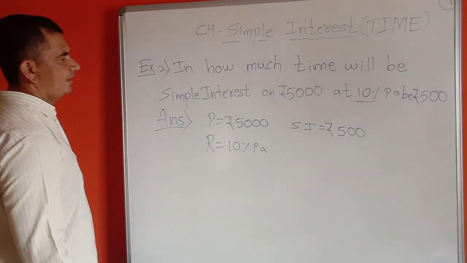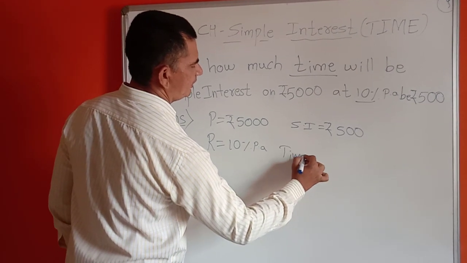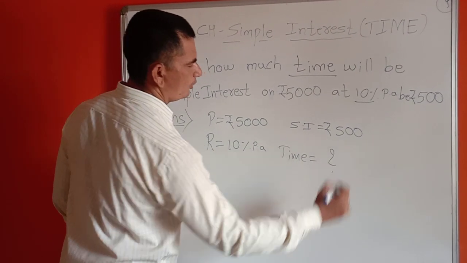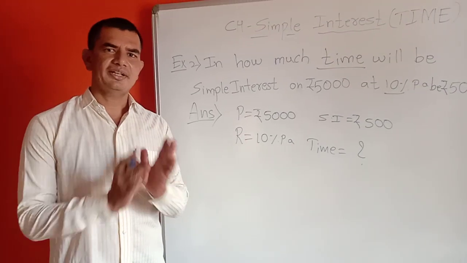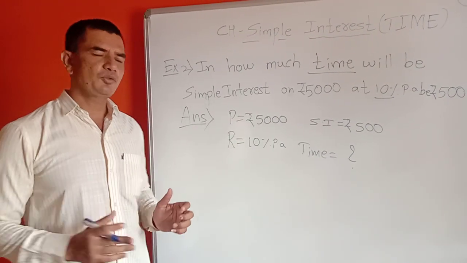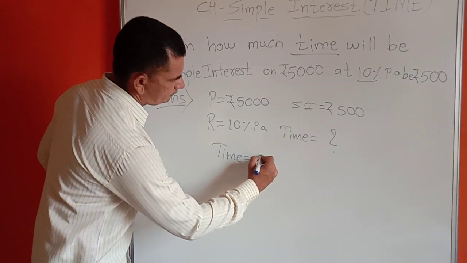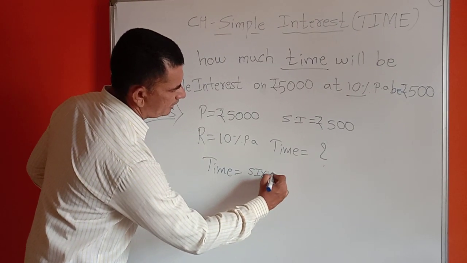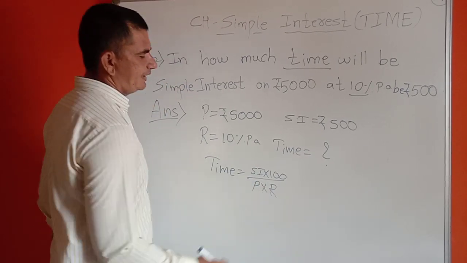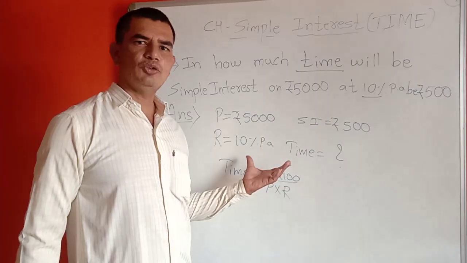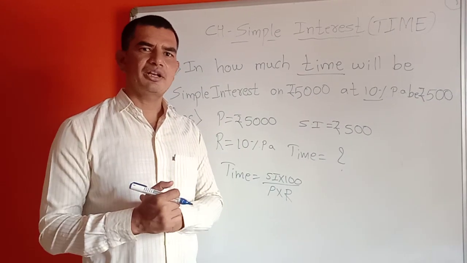And what we have to find out is the time. Time is equal to, we don't know. Students, now after writing this, the second step is to write the formula to find the time. So time is equal to simple interest into 100 by P into R. Here if you write 100 into simple interest, no problem, you can write. Whichever way is better for you to remember, you can remember.